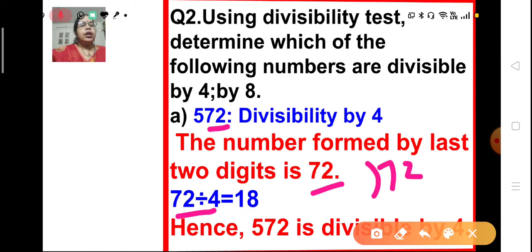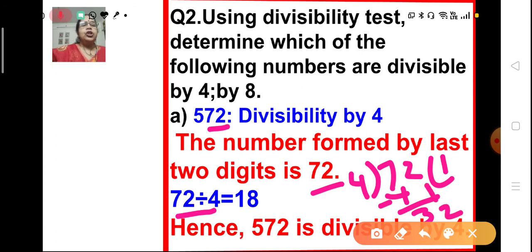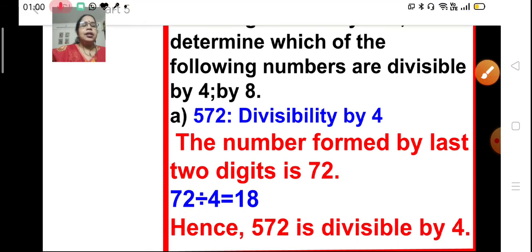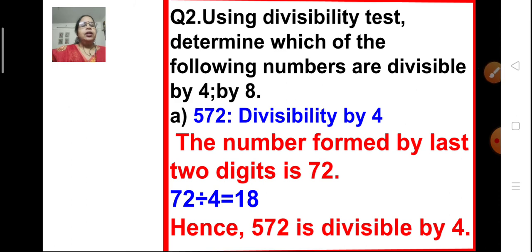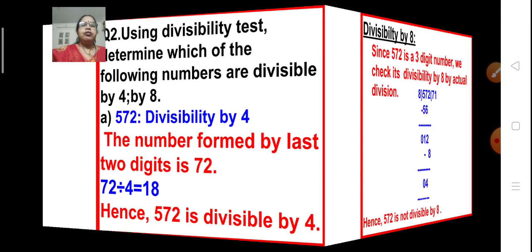72, if we divide by 4, 4 once we can take, 7 minus 4 becomes 3, and we take 2, the number becomes 32, and we know 4 8s are 32. So, it is completely divisible by 4, and the quotient is 18, isn't it? Since 72 is divisible by 4, the number 572 is also divisible by 4.